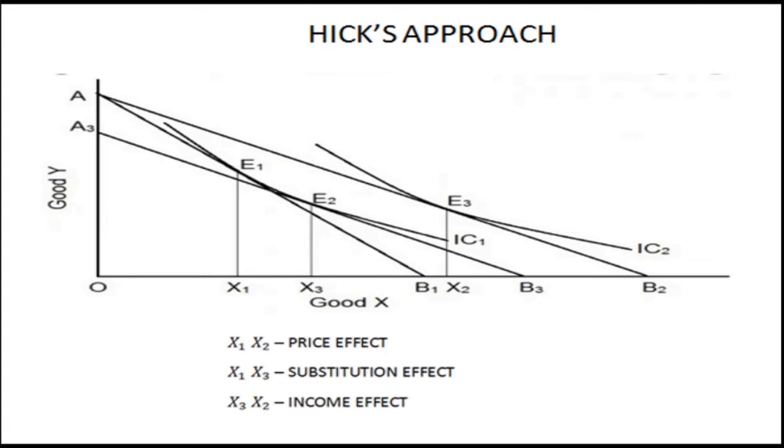This AB1 budget line is tangent to the indifference curve IC1 at point E1. So E1 is the initial consumer's equilibrium point. Here, the consumer is able to purchase OX1 of good X. And how much of good Y? E1X1 of good Y.